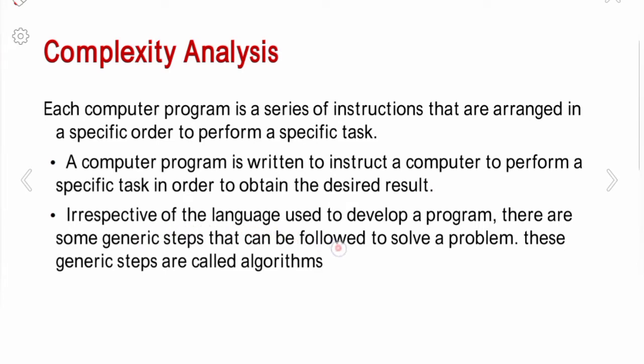So irrespective of the language used to develop a program, there are some generic steps that can be followed to solve a problem. So these generic steps are called algorithms. Irrespective of the language, to develop a program there are a number of steps to solve a problem. Okay. So these steps are called algorithms. So here what is a program? We are having n number of programming languages, right? Like C, C++, Java, Python, and .NET. So we are having a number of programming languages.